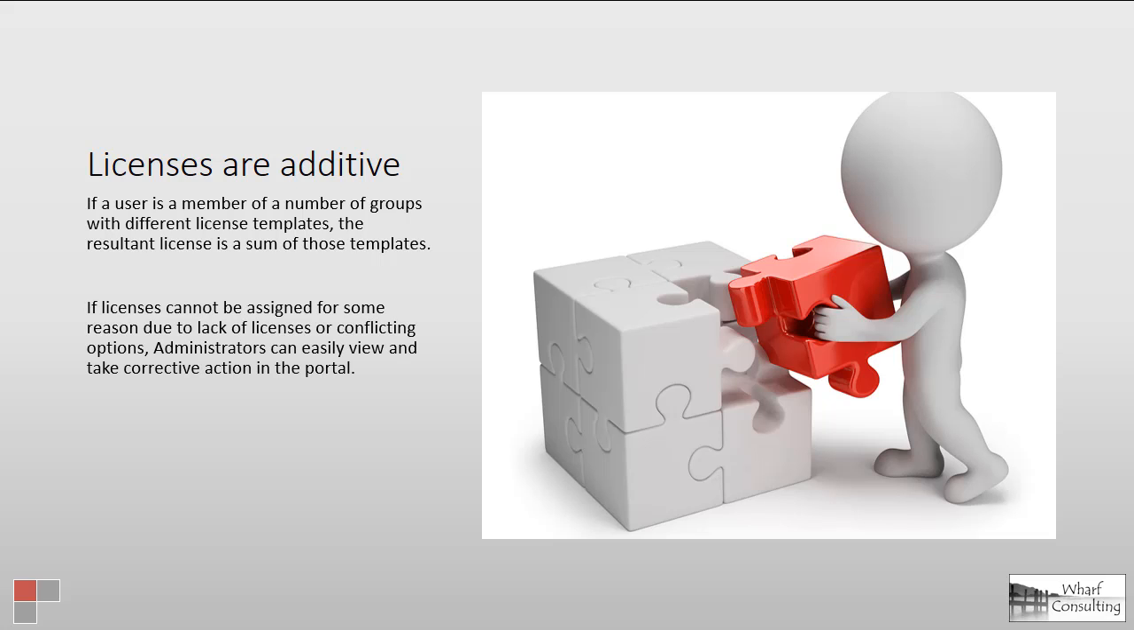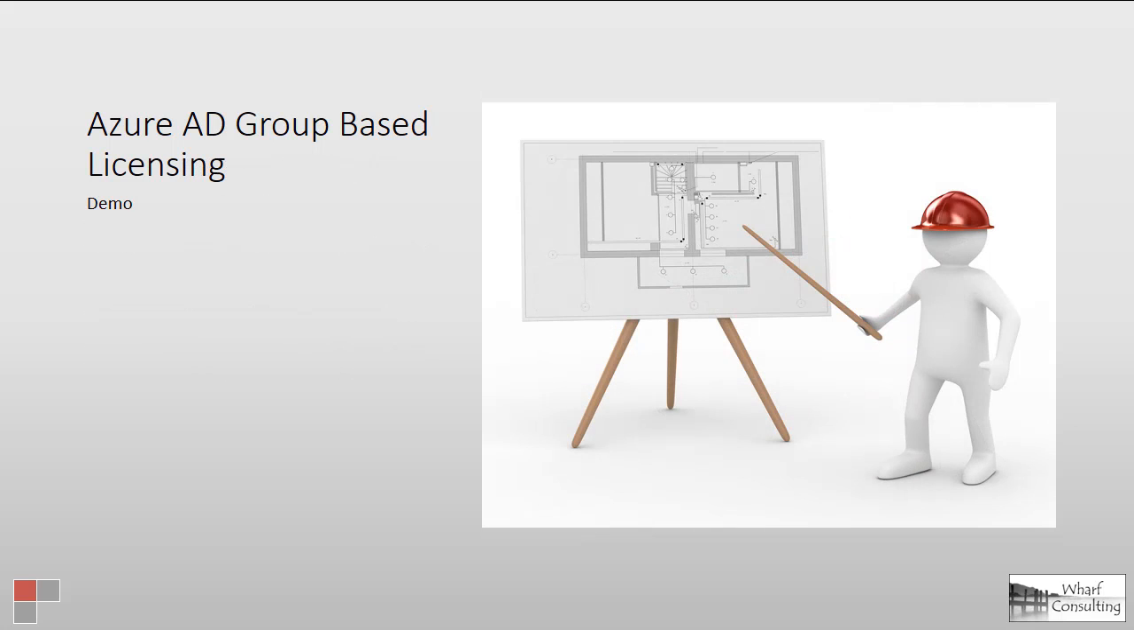And if for some reason licenses can't be assigned, for instance you've run out of licenses or you've got conflicting options, for instance trying to assign an E1 and an E3 to the same user, then this will show up in the portal. So rather than just keep talking about it, let's have a quick look into Azure Group Based Licensing directly and see what that looks like both in the portal and in Office 365 itself.